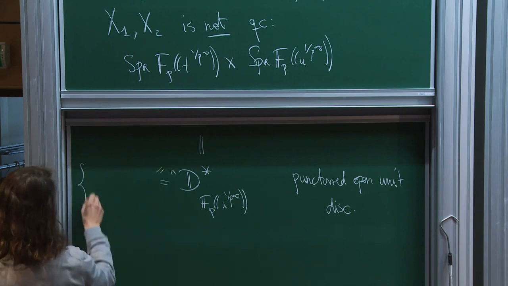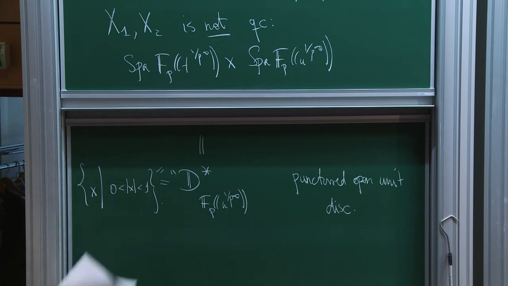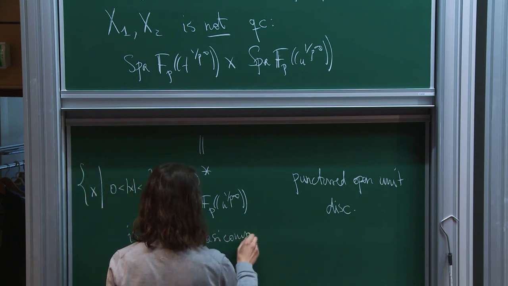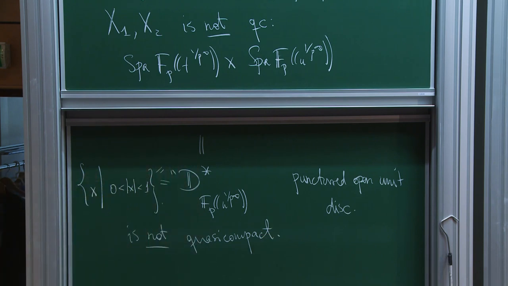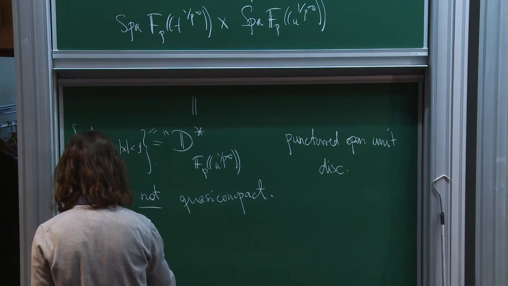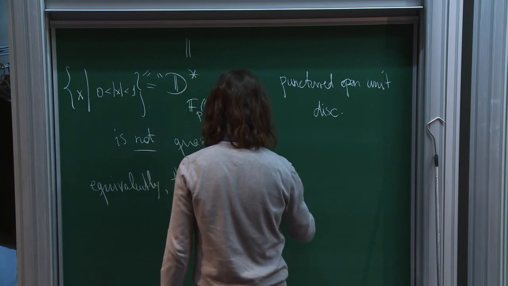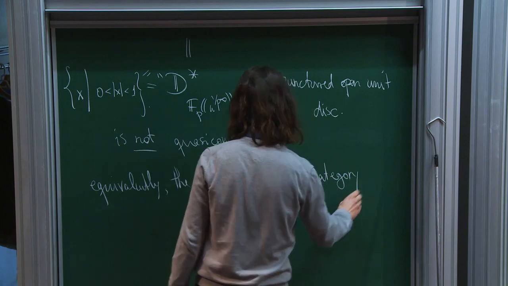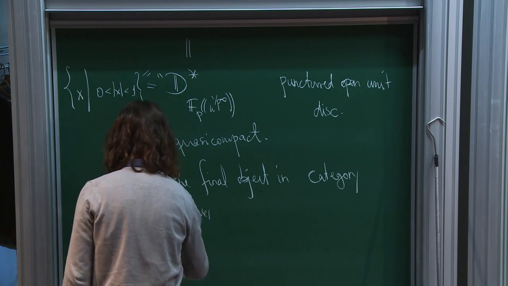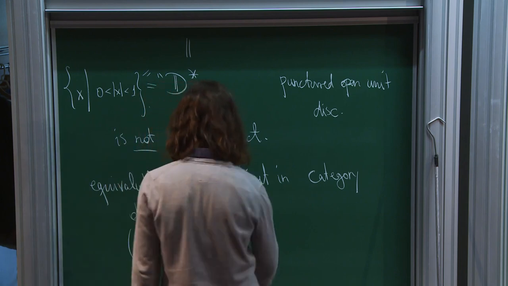So if you think of this as a rigid space, it's the set of all x whose absolute value lies strictly between 0 and 1. But such a guy is, of course, not quasi-compact. So an equivalent way of saying this is that the final object is not quasi-separated, in the category of v-sheaves, say. I mean, this v-sheaf, which sends everything just to a point, is not quasi-separated.